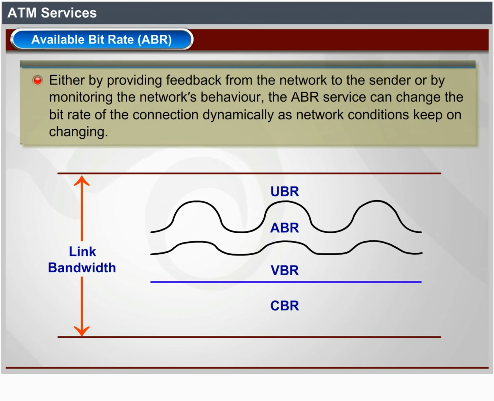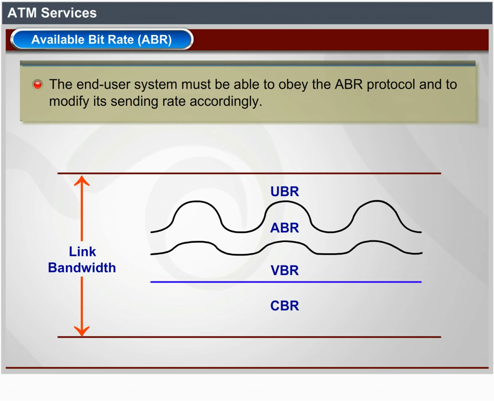Either by providing feedback from the network to the sender or by monitoring the network's behavior, ABR service can change the bit rate of the connection dynamically as network conditions change. The end user system must be able to obey the ABR protocol and to modify its sending rate accordingly.